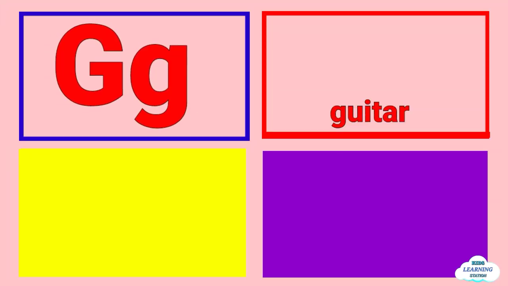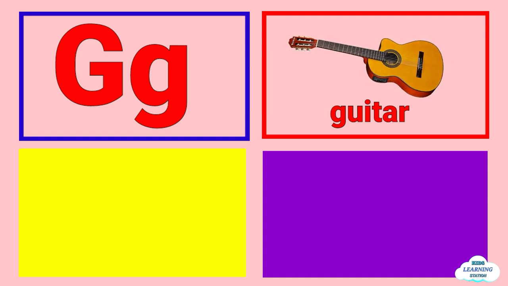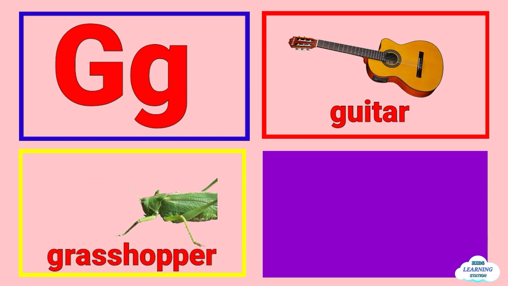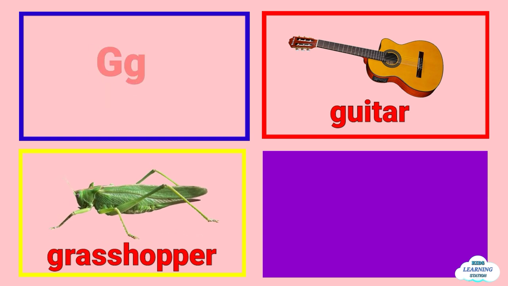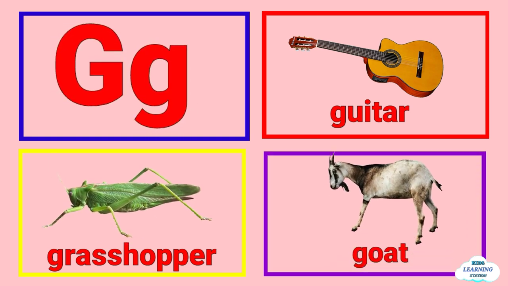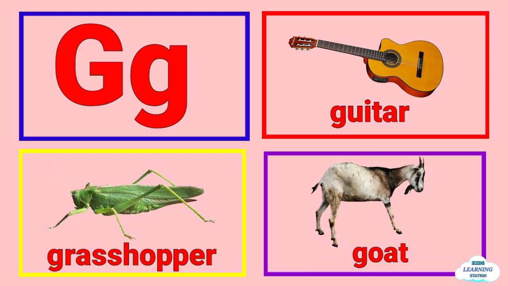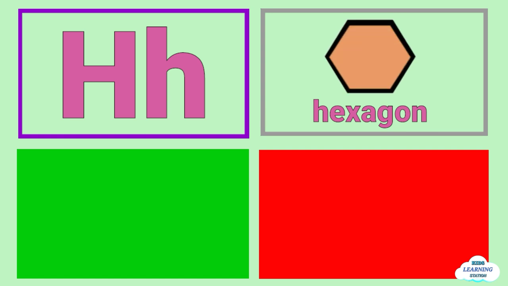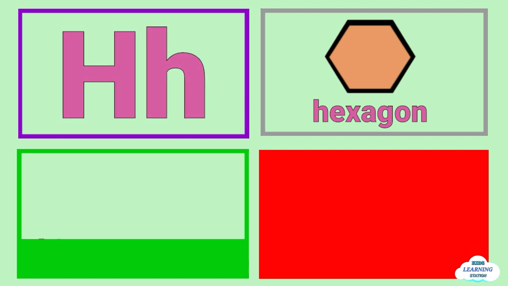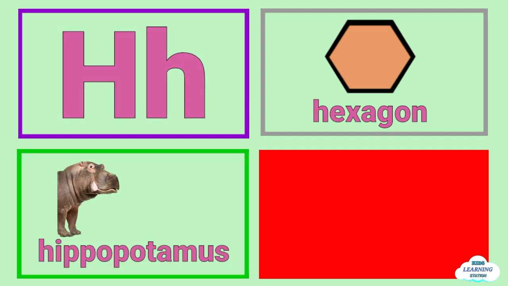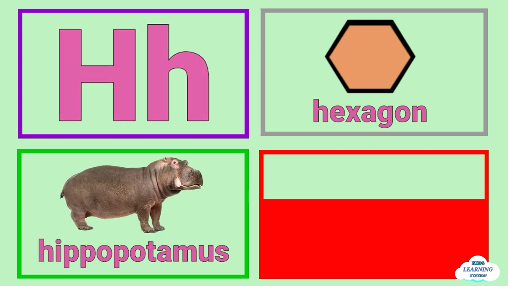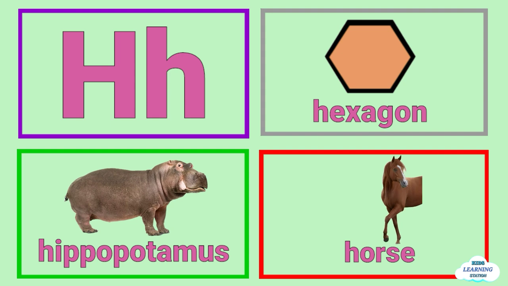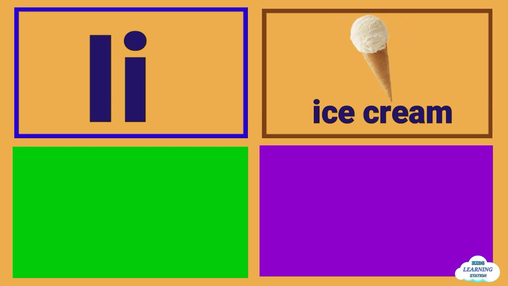G is for guitar. Guitar. G is for grasshopper. Grasshopper. G is for goat. Goat. H is for hexagon. Hexagon. H is for hippopotamus. Hippopotamus. H is for horse. Horse. I is for ice cream.